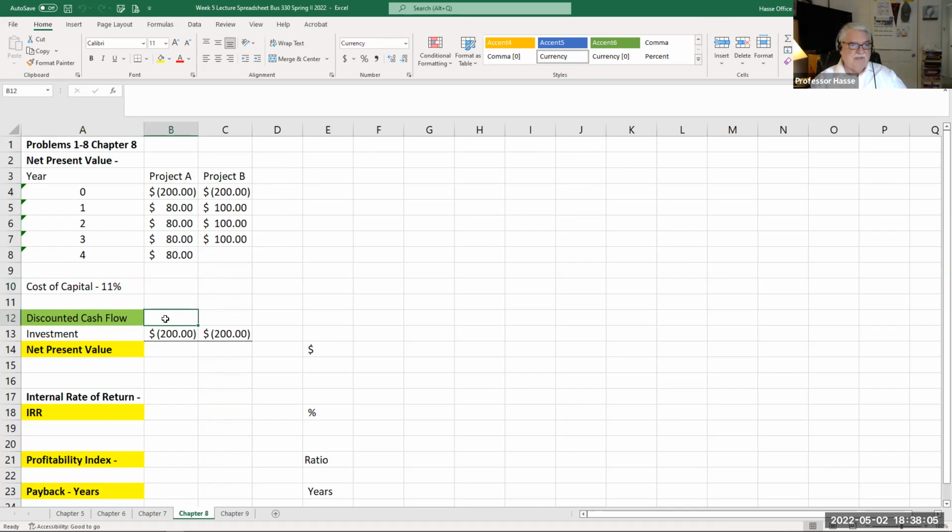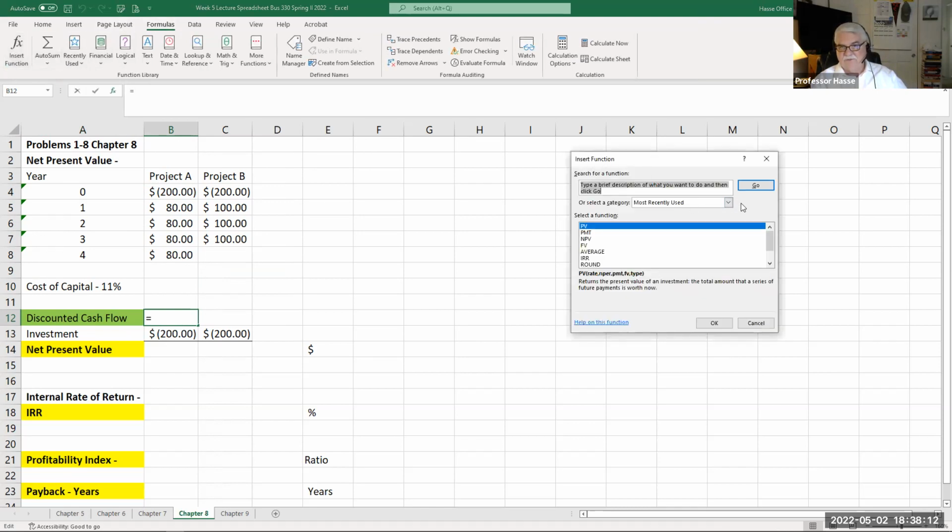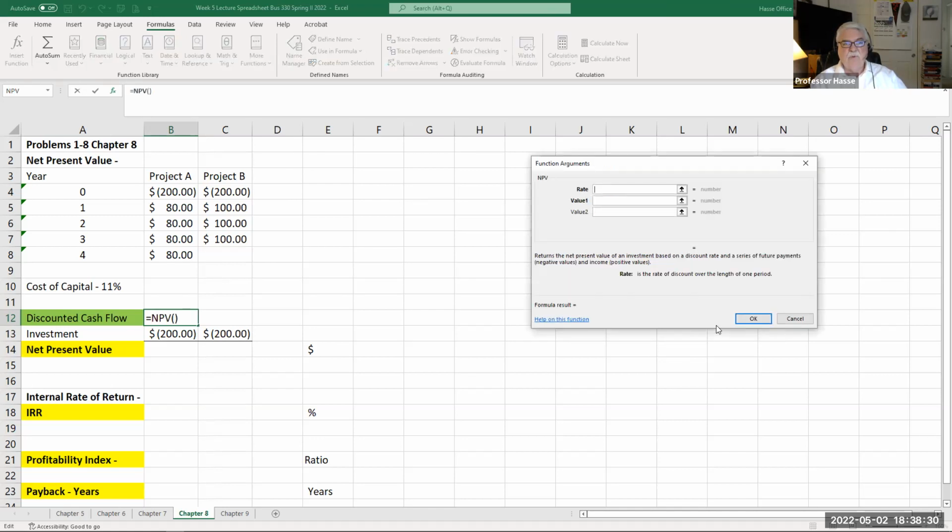I go to the discounted cash flow and I go to formulas, function, financial, and now I look for the function of NPV, net present value. We looked at this in chapter 5, net present value, and chapter 6. Bring it up, and now we're going to put in the rate. Well, the rate is the cost of capital, which in this case is 11%.